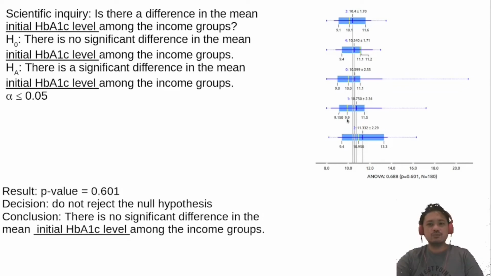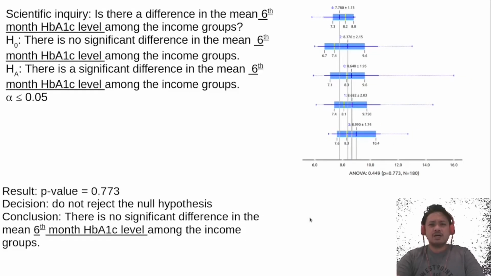Our scientific inquiry: is there a difference in the mean initial HbA1c level among the income groups? Our null hypothesis states that there is no significant difference, while the alternative hypothesis states that there is. The p-value that we got is 0.601, which is bigger than alpha. We will not reject our null hypothesis. We can conclude that there is no significant difference in the mean initial HbA1c level among the income groups.